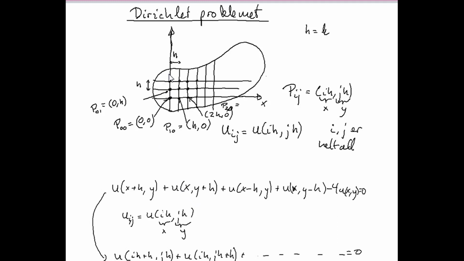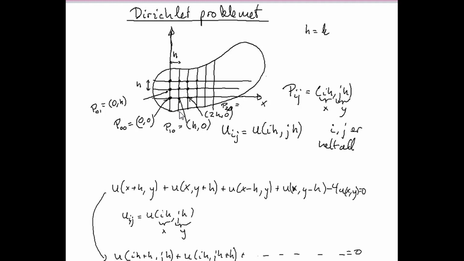We will make a grid on the complete area where we are trying to find the solution. In this area we divide it into small squares like this. Let's say that in this point we have the origin, and we have the x-axis here and the y-axis here. So the length of each side of each square is h, both in x direction and y direction.